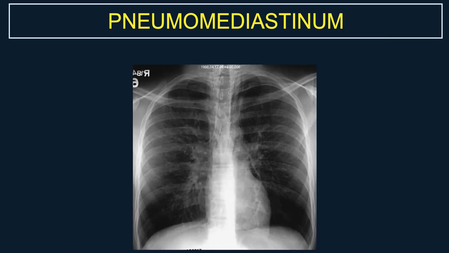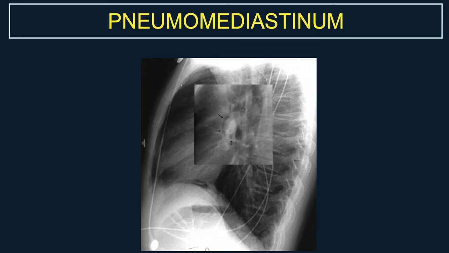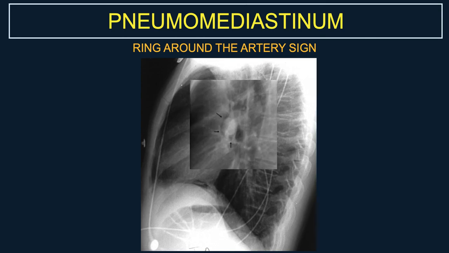This AP radiograph demonstrates pneumomediastinum outlining the left subclavian artery and possibly the left carotid artery, and is called the tubular artery sign. Another lateral radiograph demonstrates the ring around the artery sign, which is seen on lateral chest radiographs as a well-defined lucency along or surrounding the right pulmonary artery.